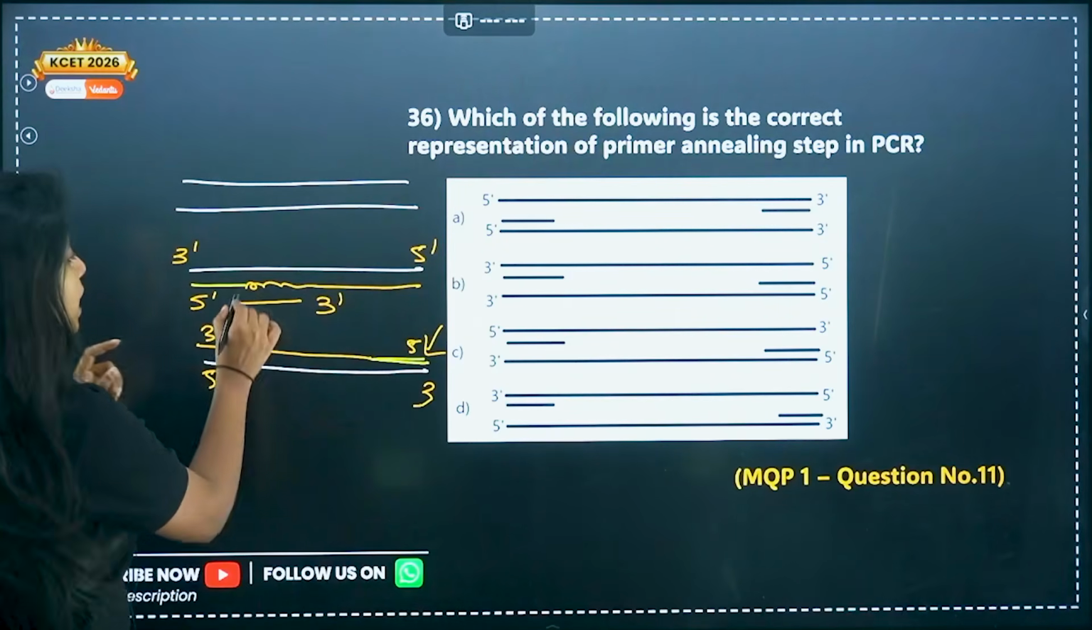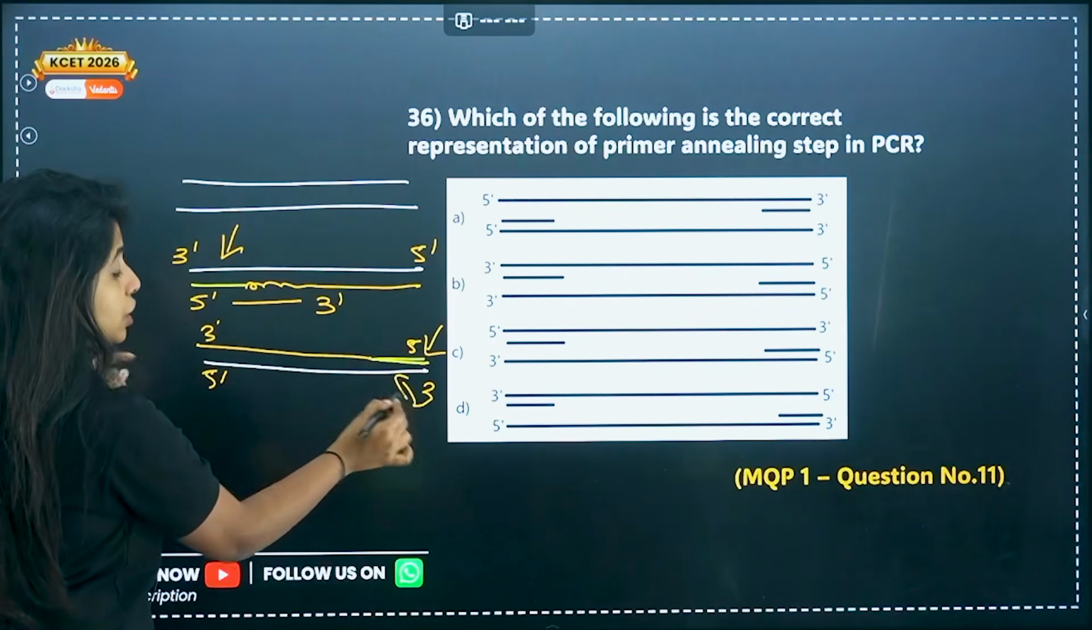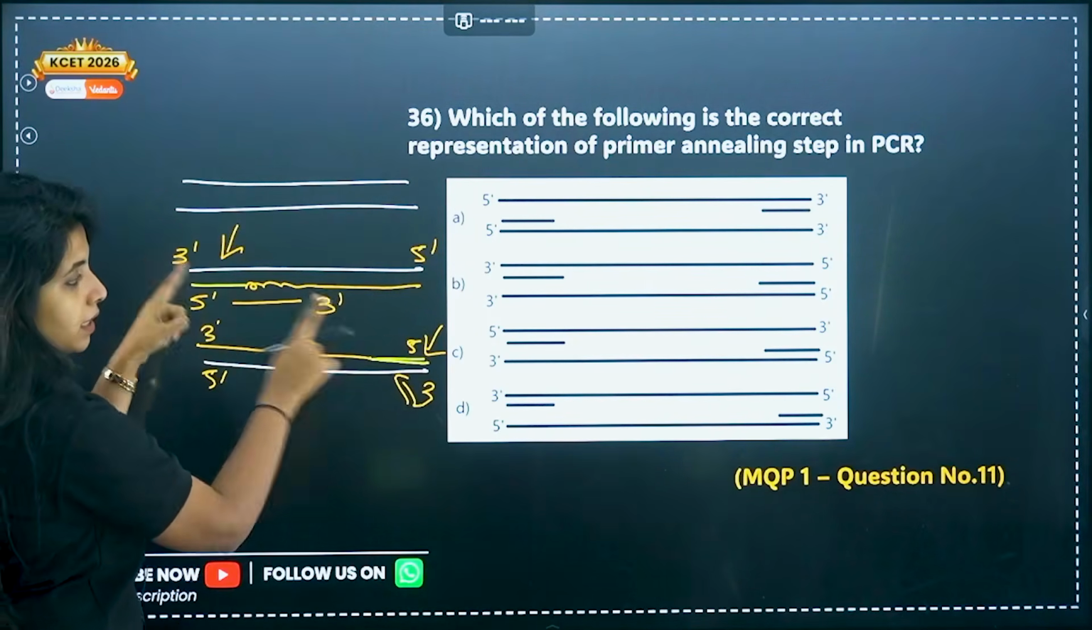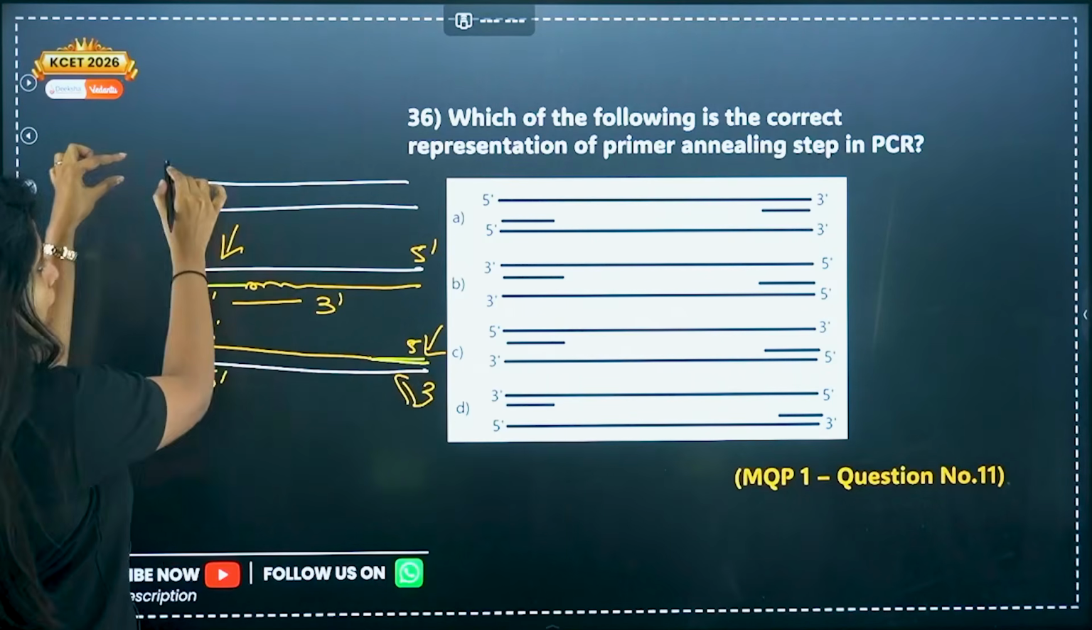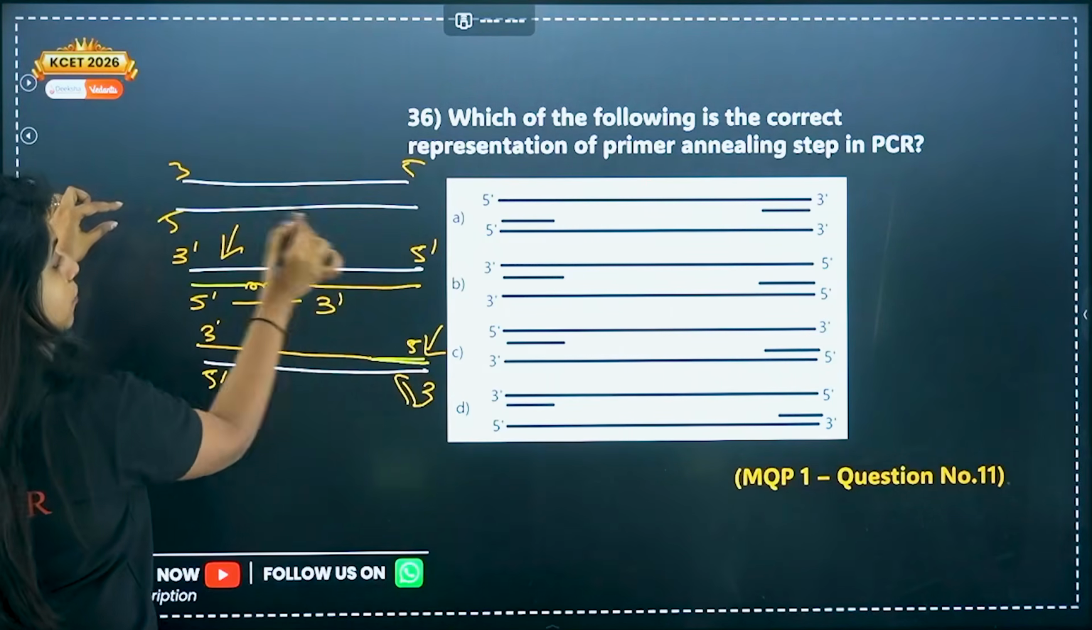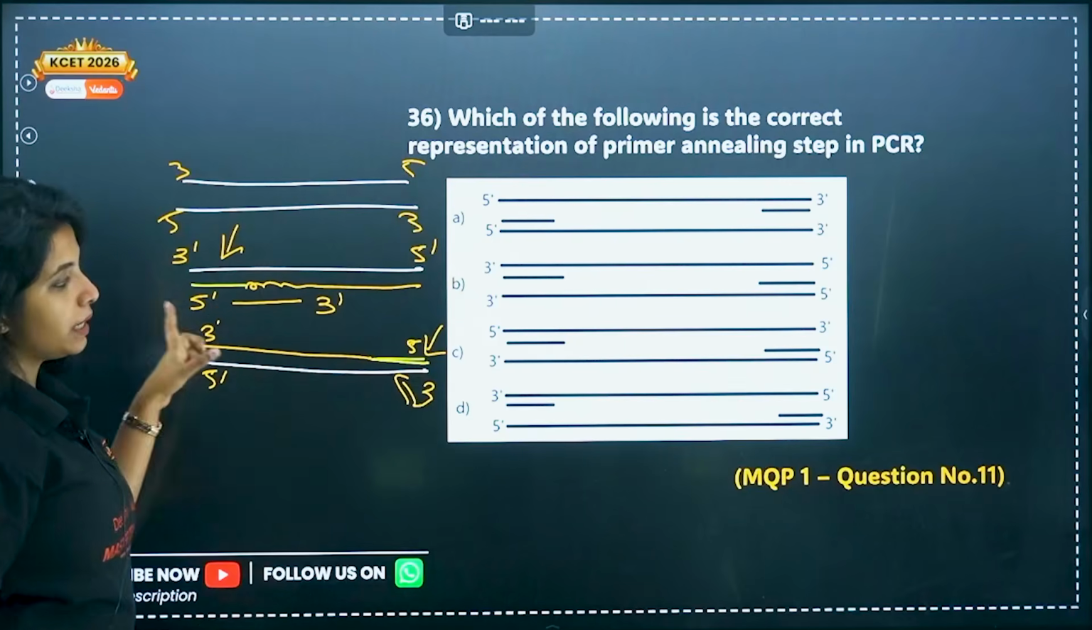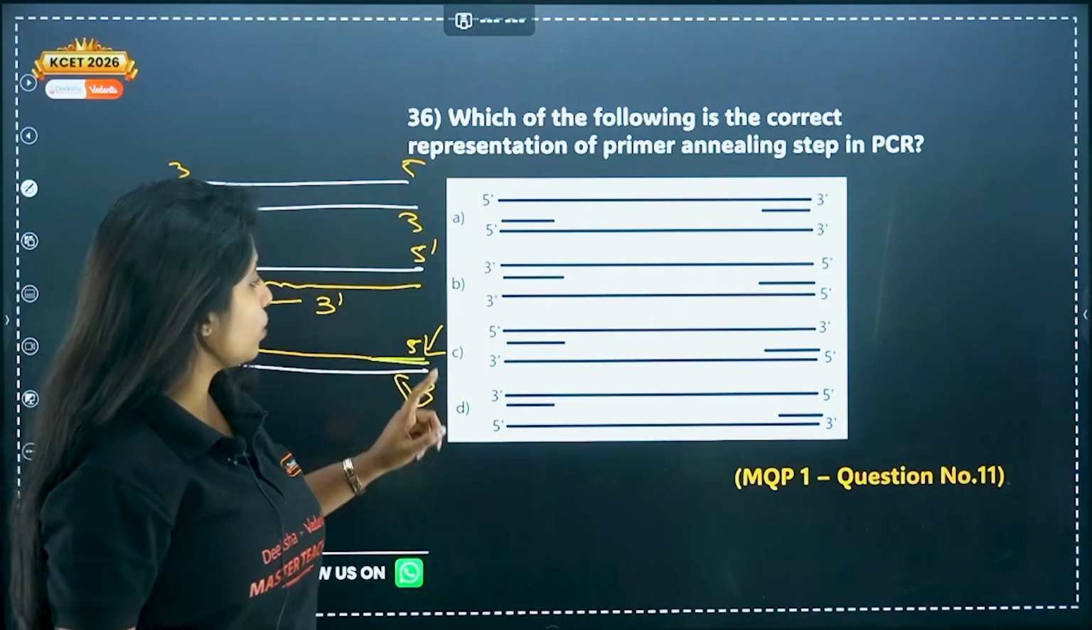You should know the primer should be coming and attaching on the 3' direction, and it will be on the opposite sides. It cannot be on the same side because of these two strands, one runs from 3' to 5', another runs from 5' to 3'. So it will be on opposite places. So over here, what will be your answer for this question?